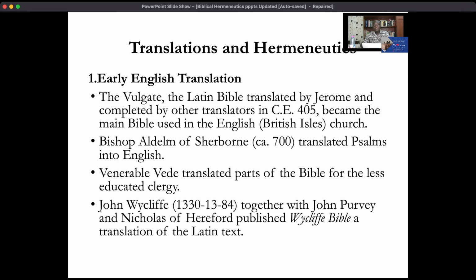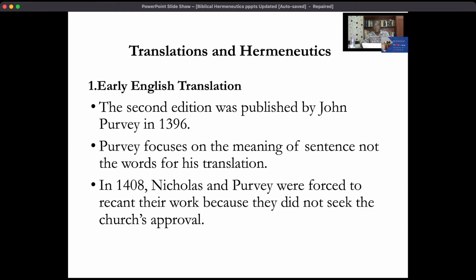John Wycliffe, together with John Purvey and Nicholas of Hereford, published the Wycliffe Bible, a translation of the Latin text. The second edition was published by John Purvey in 1396. Purvey focused on the meaning of the sentence, not the words, for his translation. In 1408, Nicholas and Purvey were forced to recant their work because they did not seek the church's approval.